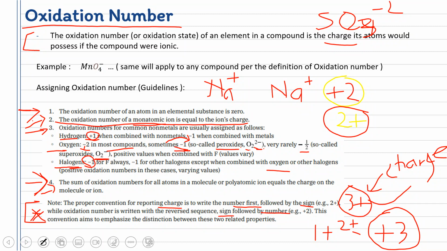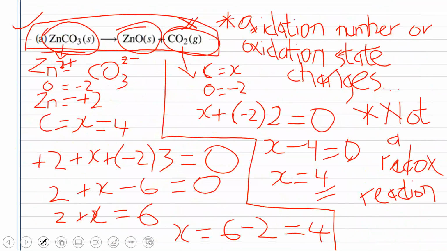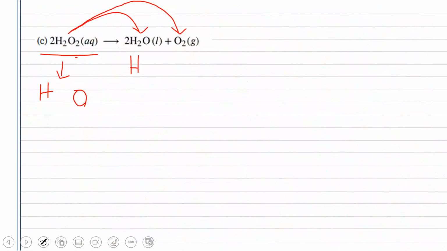So let's go back and see what is happening in our original reaction. Remember what I'm saying: this kind of reaction is a unique reaction. It's called a disproportionation reaction.